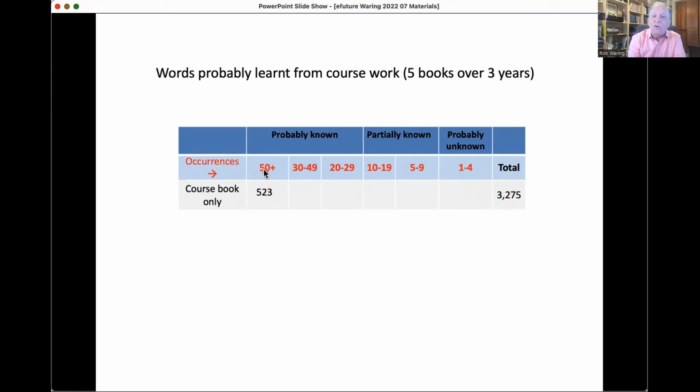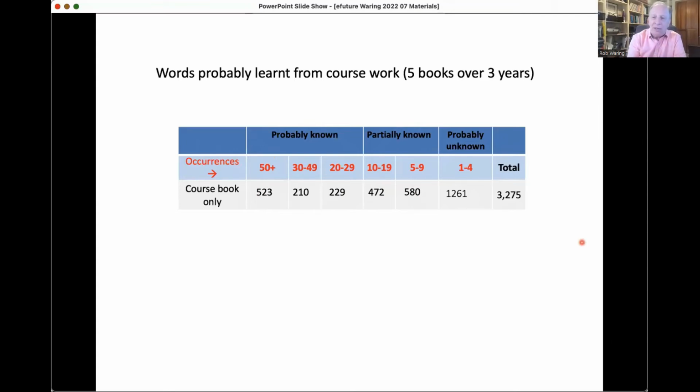523 words were met more than 50 times. 210 words were met between 30 to 49 times, and 229 words were met between 20 to 29. So we can probably say at the end of the course that these words are known. There was another 472 and 580 words which are probably partially known, not quite ready yet for use in speaking, but about 40% of the words were probably going to be completely forgotten. So I then thought, okay, what do we do?